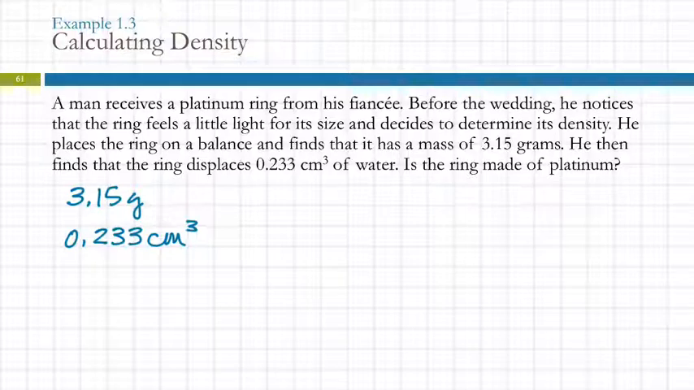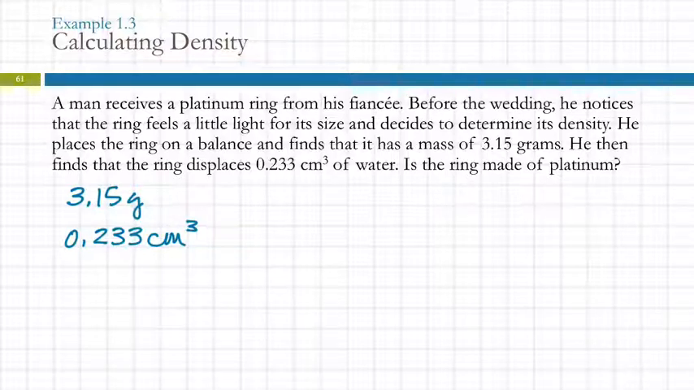Okay. Then let's look at the question. Is the ring made of platinum? How do we know? Well, we've been talking about density. Density is an intensive property. It's an intrinsic quality of a substance. It can be used to identify a substance. So we have information here that we could calculate the density of the ring. And we can compare that to the density of platinum.